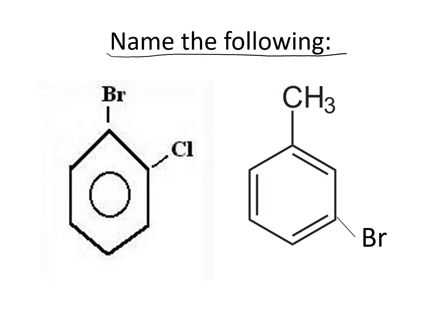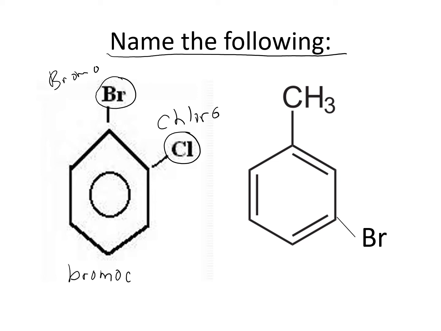Name the following compounds. So these compounds both contain benzene. So the ending is going to be benzene. The groups we have in the first one are bromo. The other group is a chloro. So we want to put those in alphabetical order. So that would be bromo, chloro, benzene.